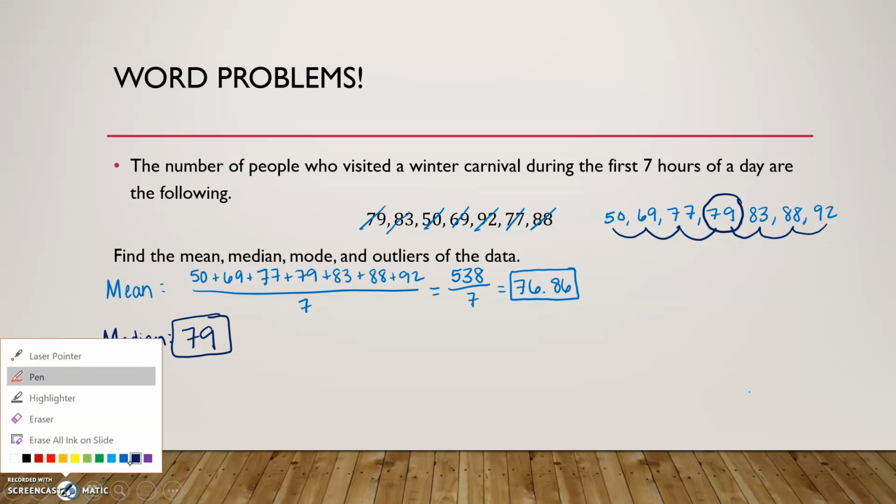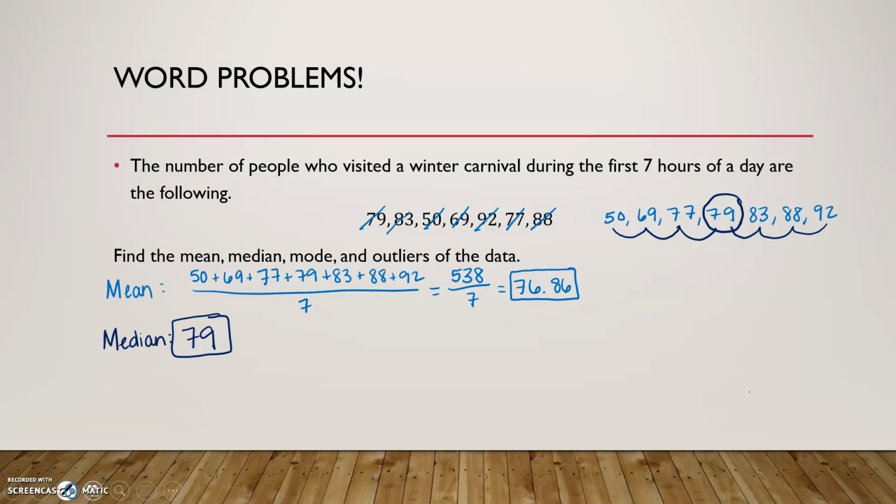Our mode. We're looking for numbers that repeat. If I look at these, what number repeats? And I don't see any repeat numbers. So actually, our mode in this case is going to be none, because there are no repeating numbers.